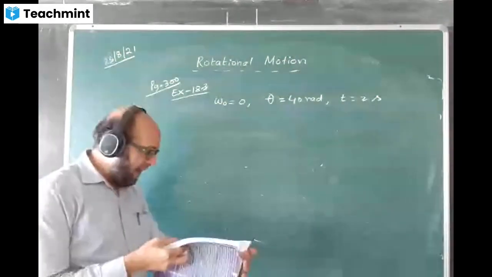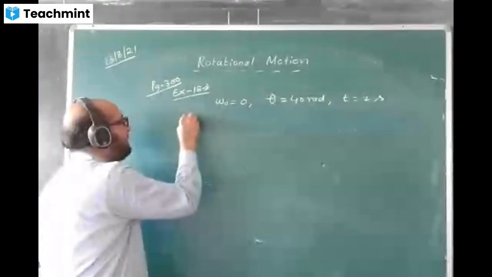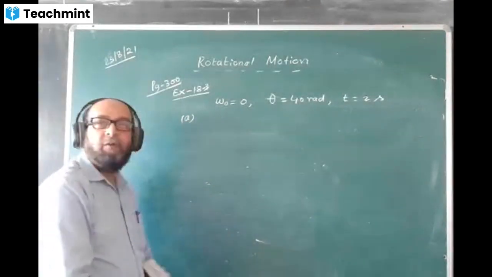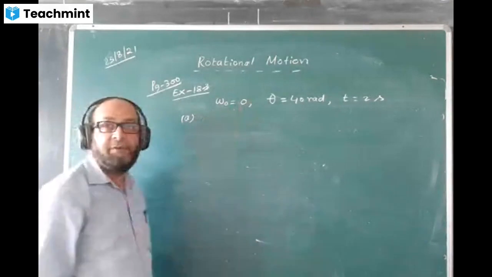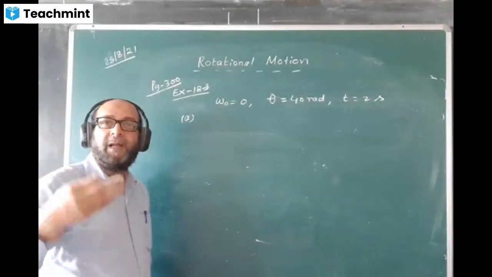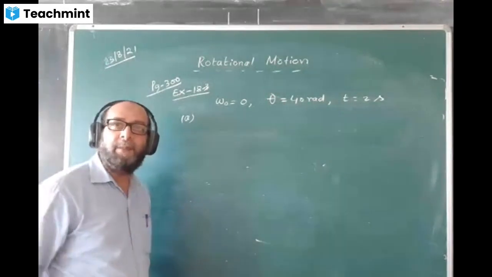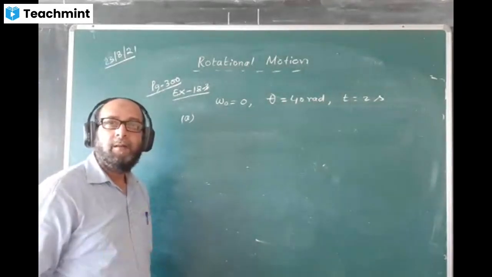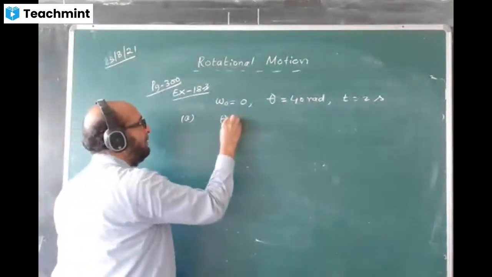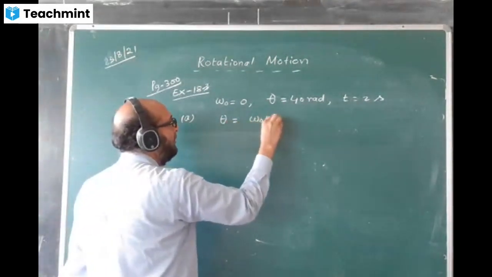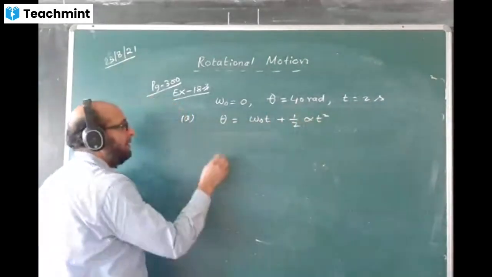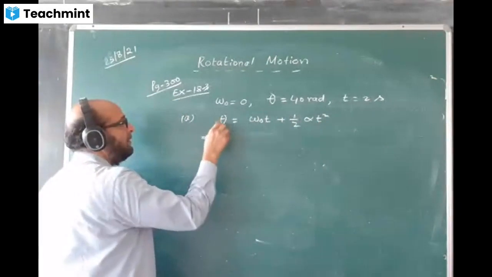Let us find the value of alpha first. Find the value of alpha from this information. How can you get the value of alpha? Which formula will you pick? Don't see the book, try to pick the formula yourself. Theta is equal to omega naught t plus half alpha t squared. Very good, very good.